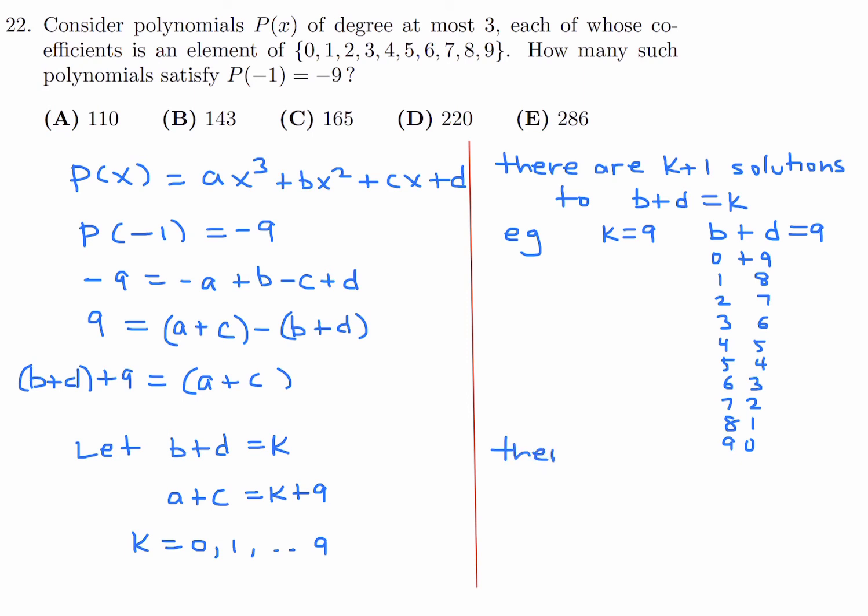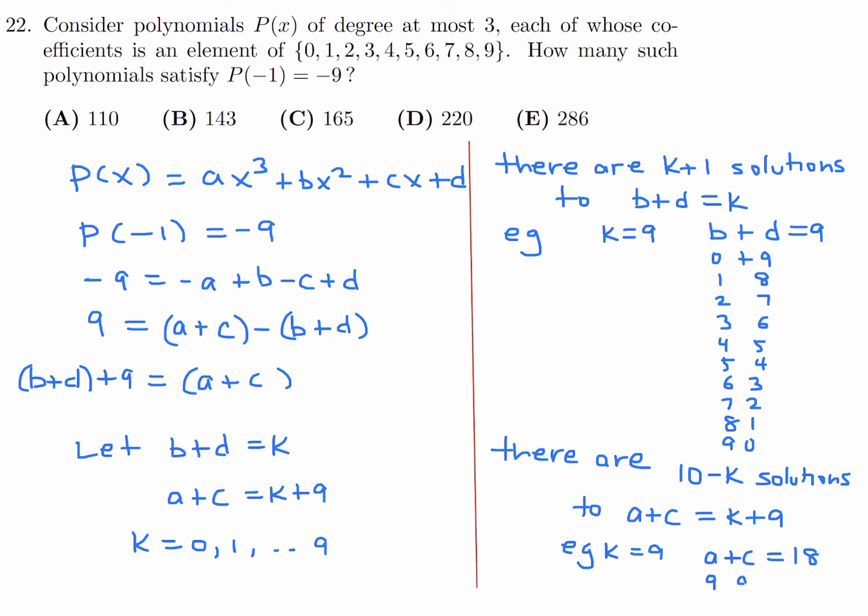And then in a very similar way, you can figure out that there are 10 minus k solutions to a plus c equals k plus 9, the next one. So for example, if k was 9, that would mean a plus c is equal to 18, and the only way to do that is 9 and 9, and as you can see, that's only 1. And since k was 9, 10 minus k is 1, so it matches out. And you can verify that for other values if you're interested.